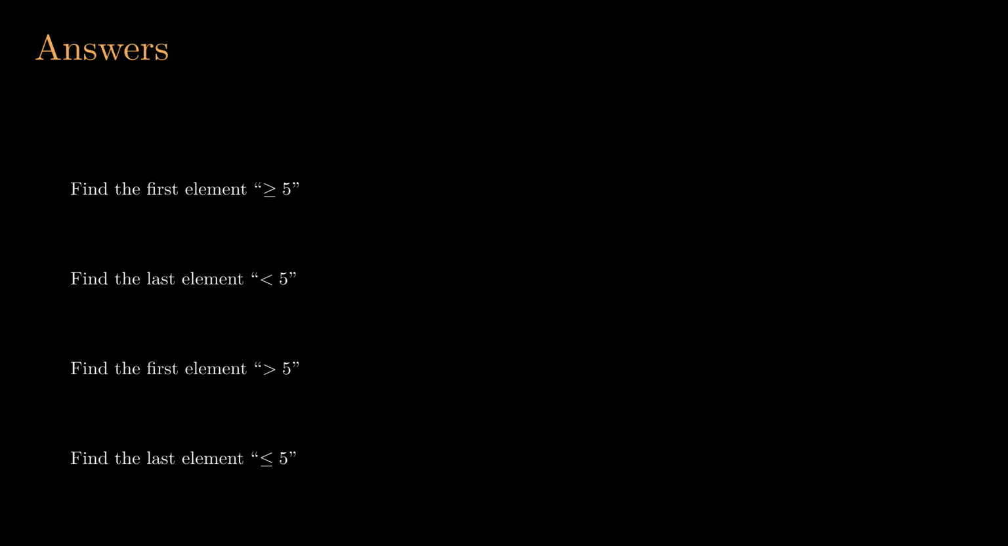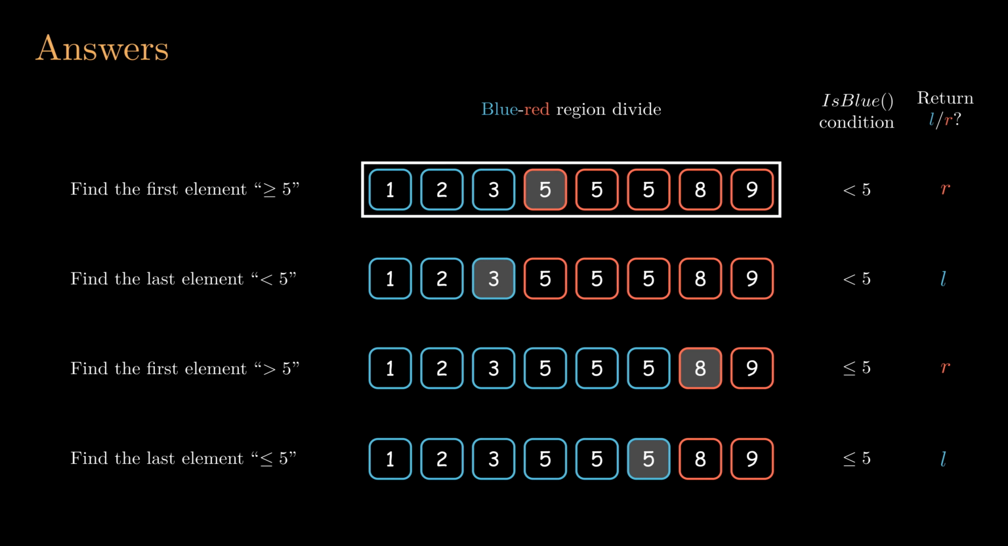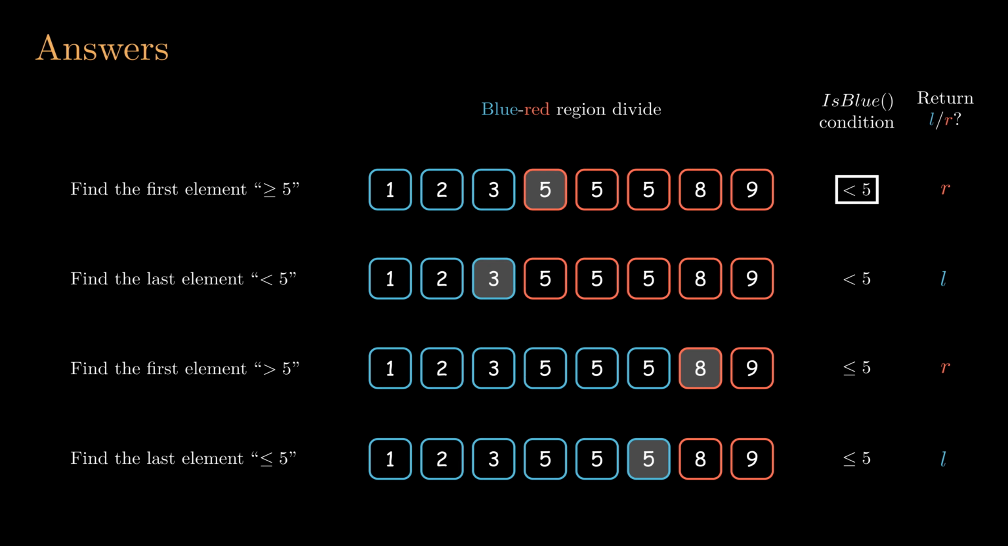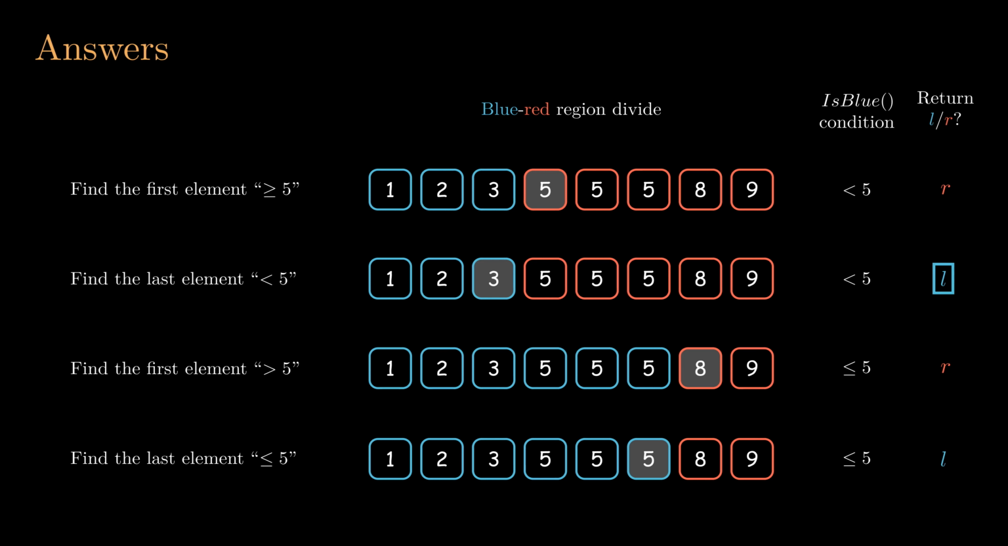Okay, now it's time to unveil the answers. At the start of the video, we asked 4 questions. Here are the corresponding answers. The first question is to find the first element greater than or equal to 5. We can assign blue and red regions like this. Let elements less than 5 be blue, elements greater than or equal to 5 be red. The condition for isBlue is less than 5. The program returns R. The second question is to find the last element less than 5. The blue and red region assignment is the same as the first question, but we need to return L.